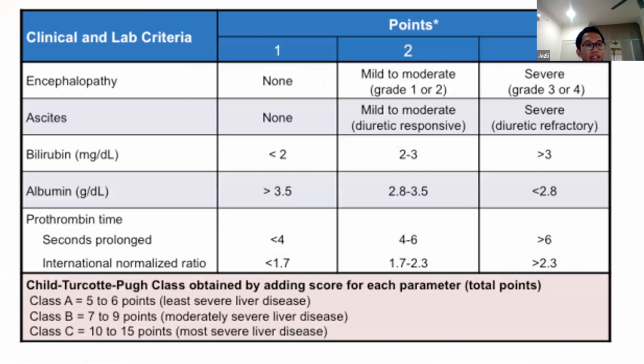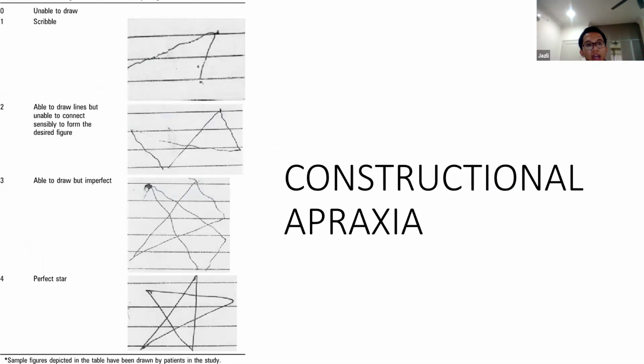Okay, so this is how we assess the severity. We assess for Child-Pugh classification. We assess for encephalopathy and ascites, and then we grade from grade 1, 2, and 3. And then for lab investigations, we assess for bilirubin, albumin, and prothrombin time. These are the values we consider. From that, we can put the patient into class A, class B, or class C of the Child-Pugh classification, where 5 to 6 is the least severe liver disease, 7 to 9 is moderately severe liver disease, and 10 to 15 is the most severe.